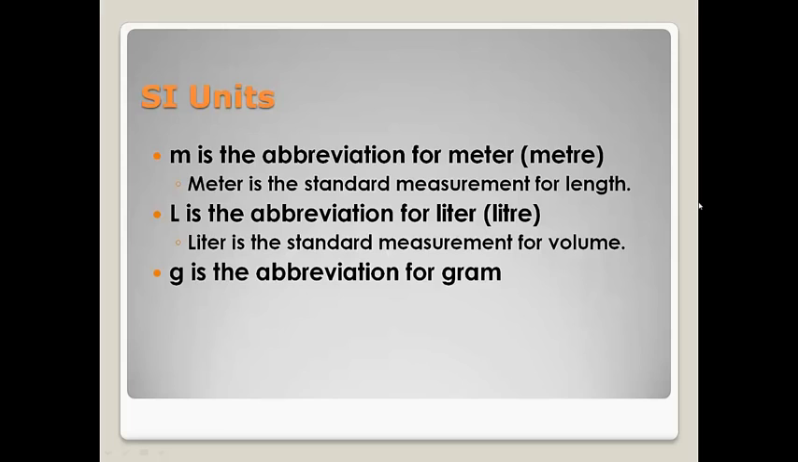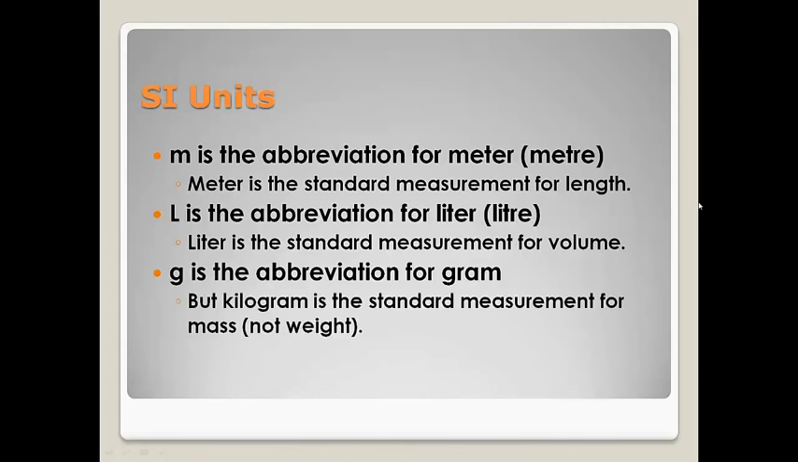G is the abbreviation for gram, and gram is the root word or the base word for the SI unit for mass. But it's not what the standard is based on. A paperclip weighs about a gram. A nickel, which is 5 cents, weighs about 5 grams. That's an easy way to remember what a gram is.